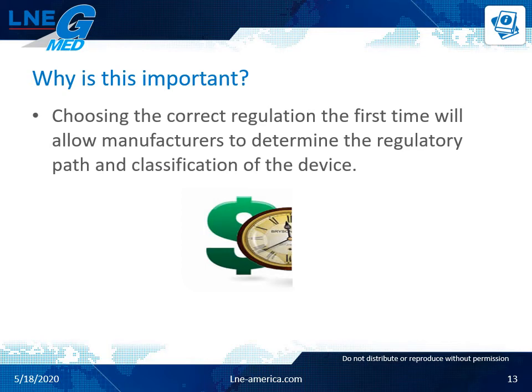The biggest question is, why is this important? Why do we need to be aware of borderline issues? And for the manufacturer, the simplest answer to that question is time and money. When you choose the correct applicable regulation the first time, it will allow you to determine the regulatory path forward and appropriately classify the device the first time. Having to repeat this process, of course, can be time-consuming as well as expensive.